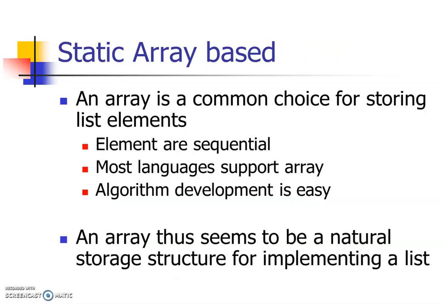After the design phase is done, we are now looking at the implementation phase. So in this phase, we would look into a particular method of implementing the requirements that we have specified. So array is the most common structure for storing list items. Why is that? Because first of all, elements are sequential. You have index. You have all the spaces that you want to store. Most languages support array. All the languages I know, they all support array. Algorithm development is pretty straightforward. So array seems to be a natural storage structure for implementing a list.